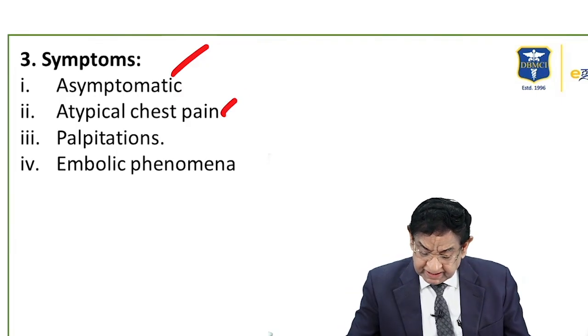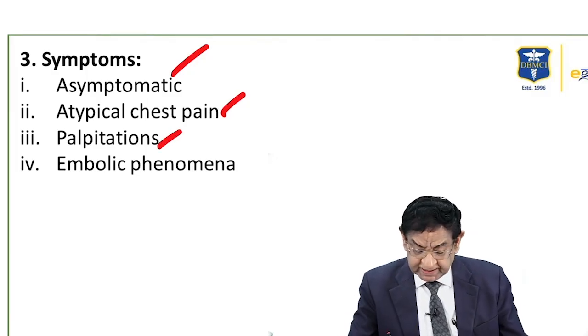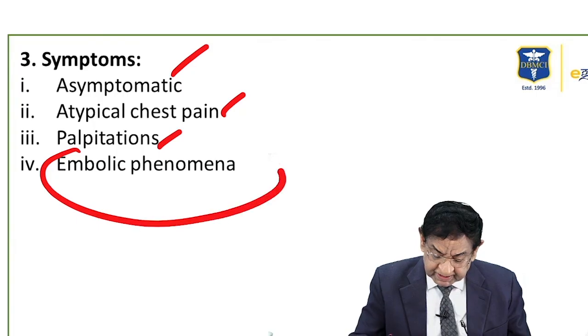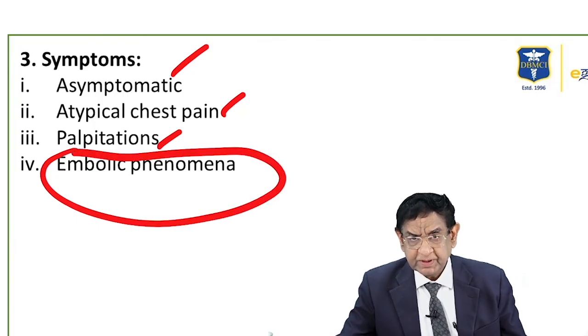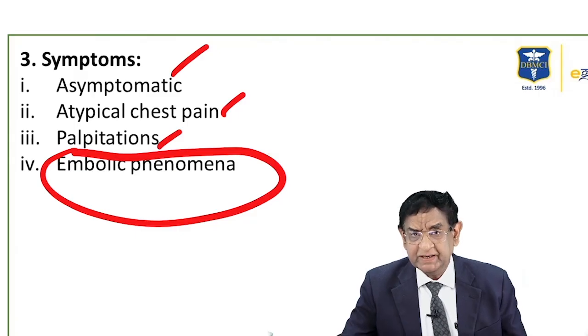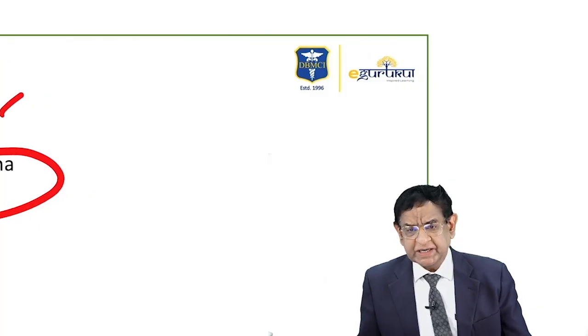Otherwise, atypical chest pain can occur, palpitation and embolic phenomena. This is really a matter of concern. Okay, but it's very rare to happen, but embolic phenomena can occur. Now I give you a list of conditions, extra edge. What are the other conditions where we can have embolic phenomena in cardiology?